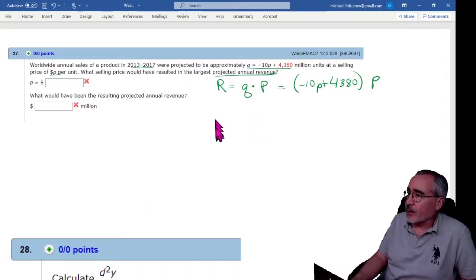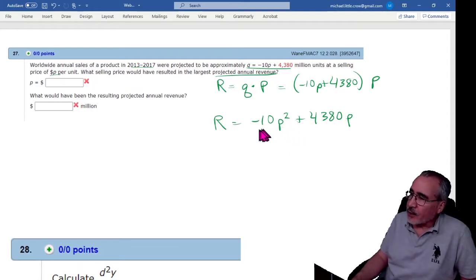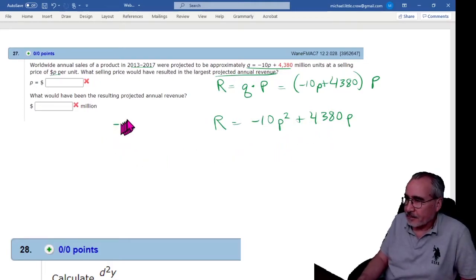Let's go ahead and distribute it out. Minus 10P squared plus 4380P. We want to maximize this, so we can take its derivative. You could also graph it. You could also see, well, it's a quadratic, so all I've got to do is find the vertex, minus b over 2a. Because when you recognize it, it's going to be a shortcut.